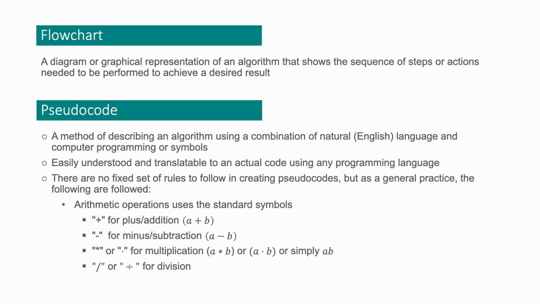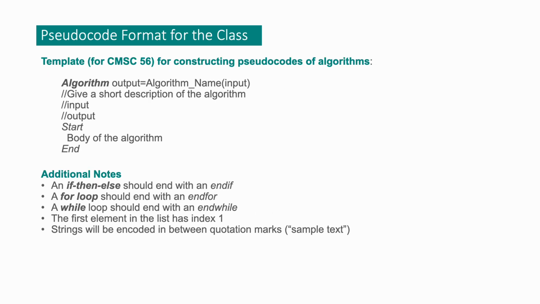But as a general practice in class, we follow the following. When we need arithmetic operations, we will use standard symbols. We use the plus sign for addition and the minus sign for subtraction. For multiplication, we can use the asterisk, we can also use the center dot, or we can simply put two variables together to mean A times B, or we can also use parentheses. For division, we can use the slash or the division symbol.